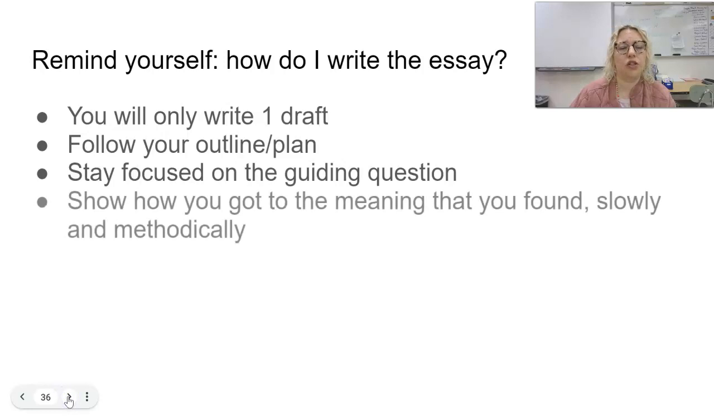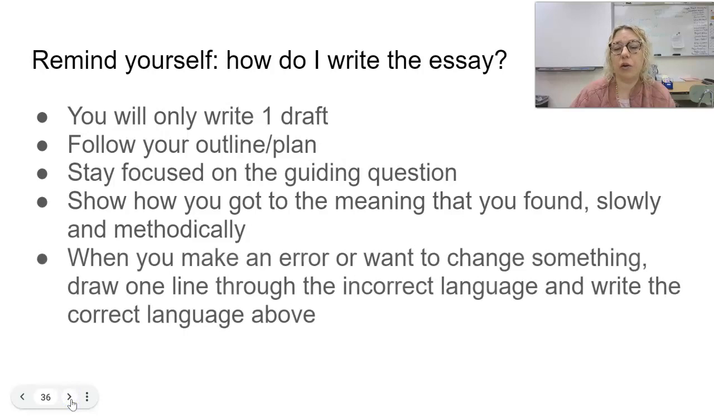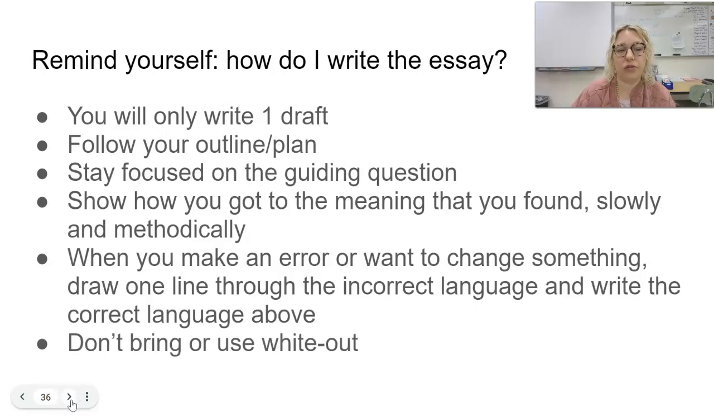It's fine if you're using language from the prompt over and over. That's a good thing. Show how you got to the meaning that you found, slowly and methodically in each body paragraph. Make lots of literal claims to explain how you got to that interpretive debatable claim, and support those claims with textual references. When you make an error or want to change something, draw a line through it. Just one line is good, and then you can write the correct word or phrase right above. You aren't going to be able to use whiteout, so don't plan on using whiteout. And it's okay to make a mistake. Just correct it, and the examiner will not even think twice.